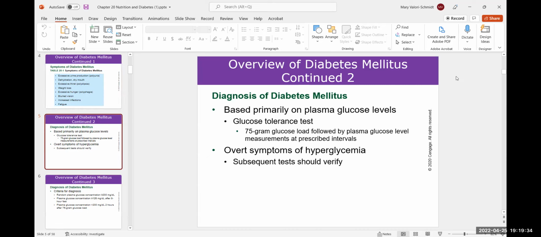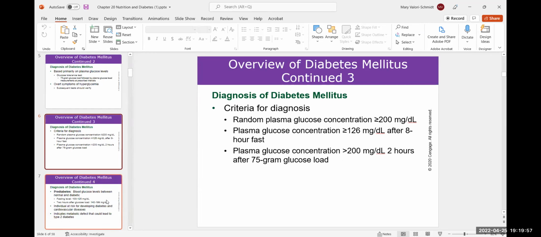And then you wait 2 hours and they check your blood sugar to see if your body was able to process that drink. Anything greater than 200 at the end of that 2-hour period is diabetes. 140 to 200 is borderline. You should be 140 or lower for it to be normal, okay? And there are other tests like a hemoglobin A1C that we can do as well.